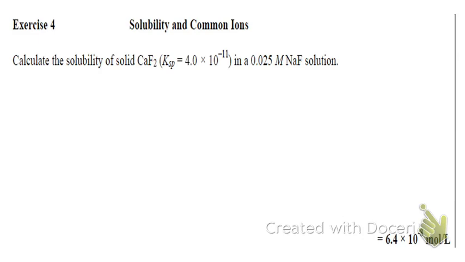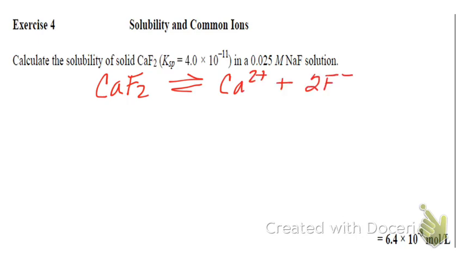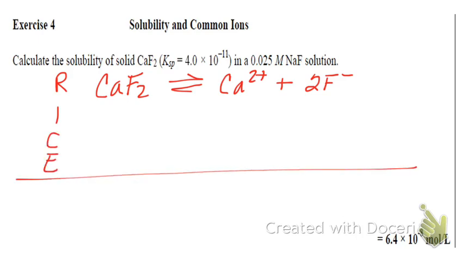Okay, so again, we're going to do our RICE table. So we're going to say CaF2 reversible, forming Ca2+ plus 2F-. So there's our R, I, C, E. Our initial, of course, we don't care about CaF2 because it's a solid, so we can just ignore it. Initially we have 0 calcium, but how much fluoride do we have? 0.025, because it's coming from the sodium fluoride. So initially we have 0.025. Then we're going to add plus x, plus 2x.